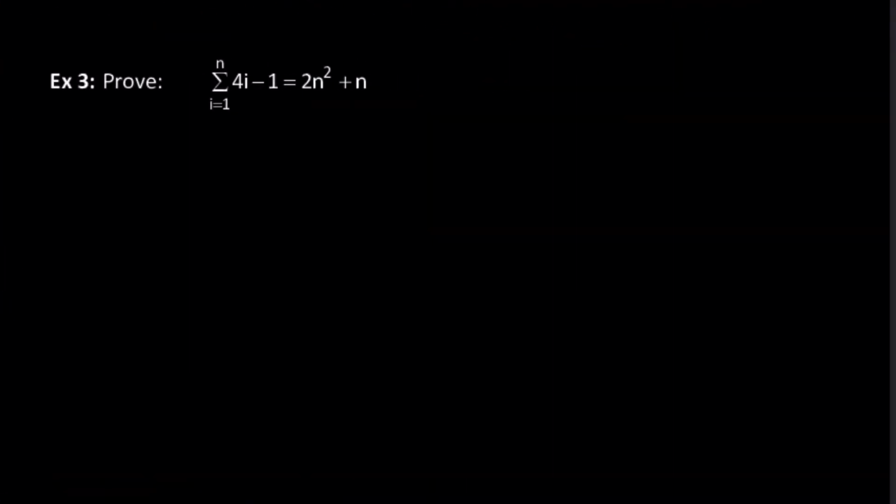Next one, I want to prove the summation as i goes from 1 to n of 4i minus 1 equals 2n squared plus n. Again, first thing we're going to do here is just expand. Always do this. Just makes it so much easier to do the rest of the proof. So again, let's take a 1, plug it in here. I'm just going to do this in my head. 4 times 1 is 4, 4 minus 1 is 3. So the first term is 3.